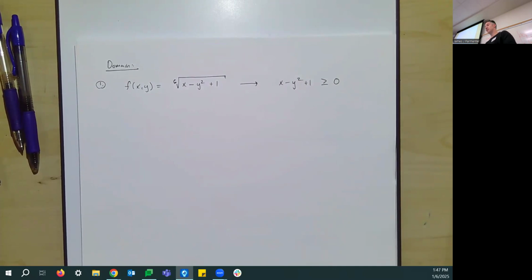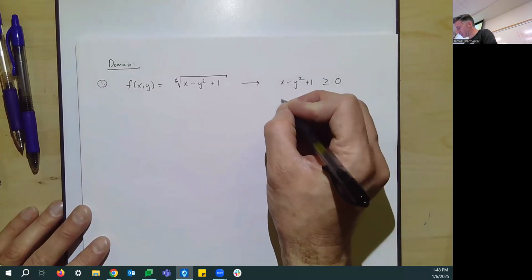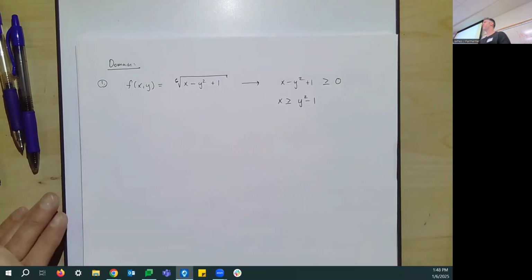And usually, you would try to rewrite this inequality in a way that made it easier to graph. Which would normally, not in this case, mean solving for y or isolating y. But here, it's actually easier and more sensible to isolate x. So I'm going to rethink of this as, x is going to be bigger than or equal to y squared minus 1. Adding y squared and subtracting 1 from both sides. So I'm going to graph.